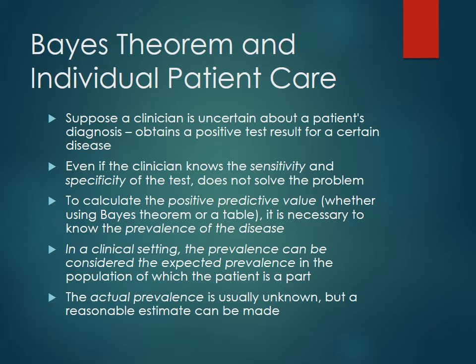So even if the clinician knows the sensitivity and specificity of the test, it doesn't really help you solve your problem, especially when you're only looking at an N of 1, right? So in order to calculate that positive predictive value, it's necessary to know the prevalence of disease in your community prior to applying that test to that patient to determine what they actually have. So in the clinical setting, that prevalence can be considered to be the expected prevalence in the population of which a patient is a part.